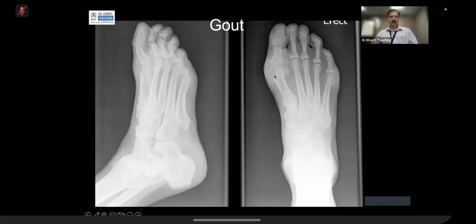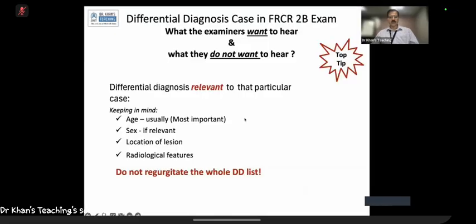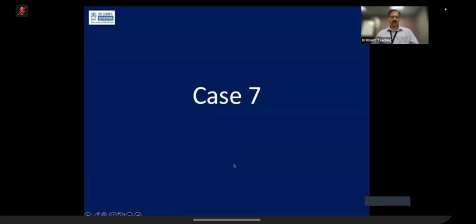Then there is soft tissue thickening. If you see the margins of the erosions, they are sclerotic, and it is said that only in gout you will see it. If you see the bone density, it is preserved. So in a differential diagnosis case, what the examiners want is that you tell them the differential diagnosis according to age, sex, location, etc. Do not regurgitate the whole of the list.